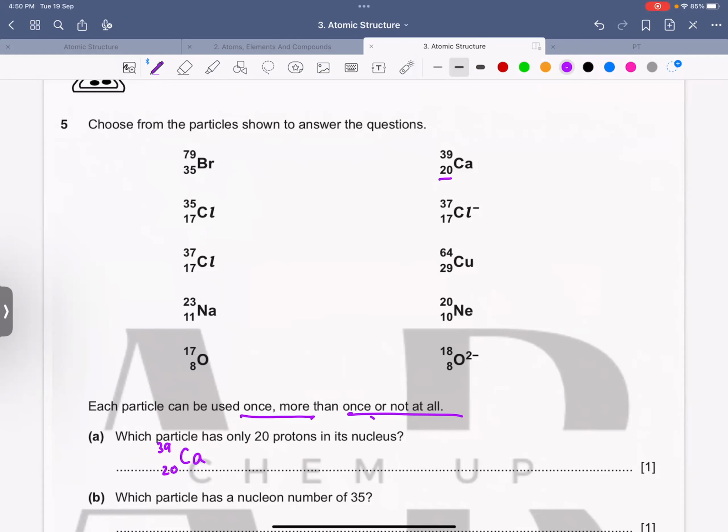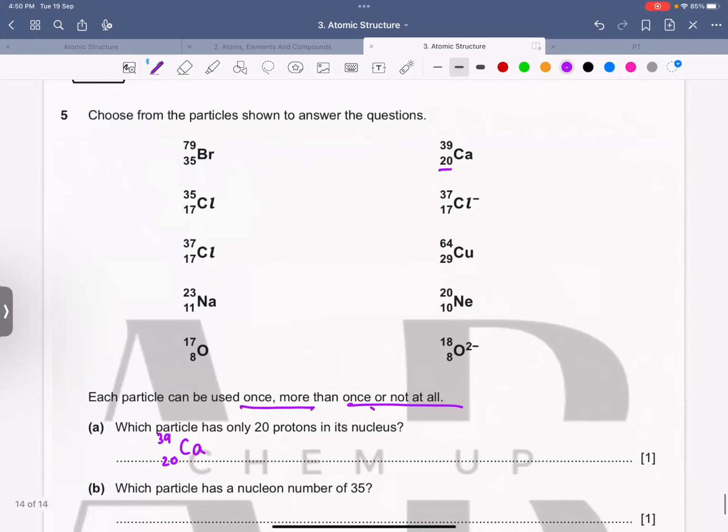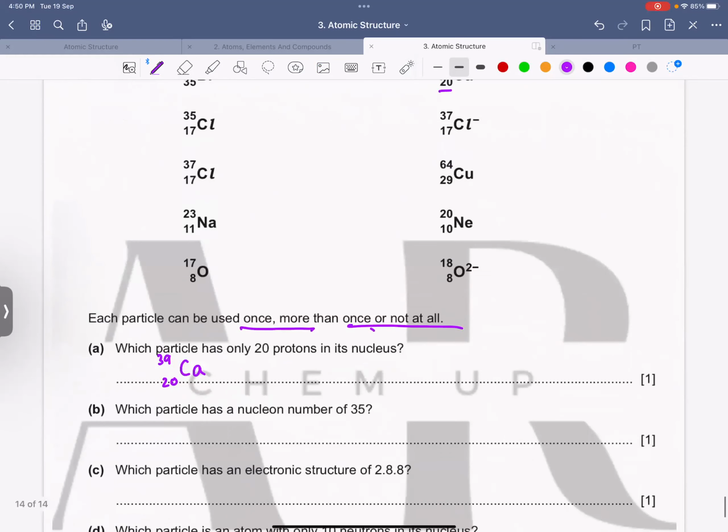Is this clear? Which particle has a nucleon number of 35? Chlorine. There is only one, which is in the first column, the second one, right? Which has a nucleon number of 35? So chlorine, 35 and 17. Which particle has an electronic configuration of 2,8,8?